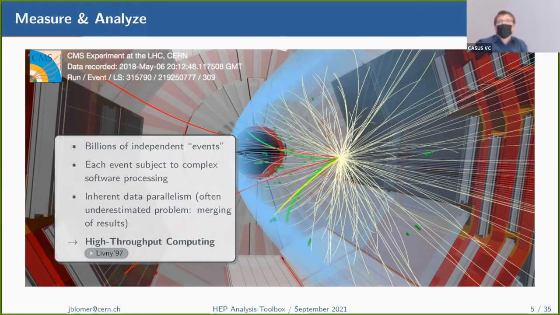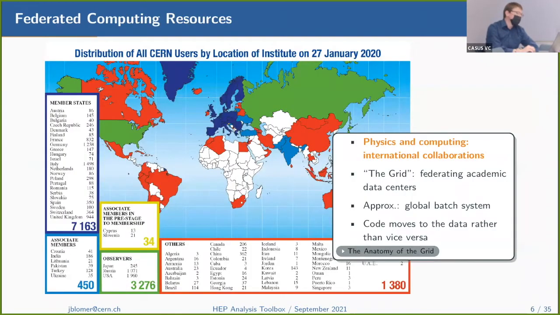Split. I think Miron Livny was the first to introduce this term high throughput computing as compared to high performance computing. So the key metric really is the throughput of events. Probably throughput is also important in high performance computing, but we do not need the fast interconnects necessarily. And then what people realized is, okay, since this is so nicely parallelizable, maybe we don't have to have all the computing resources at CERN. And this is exactly what happened.